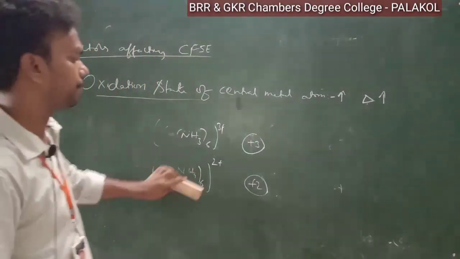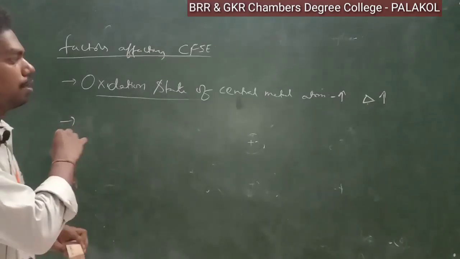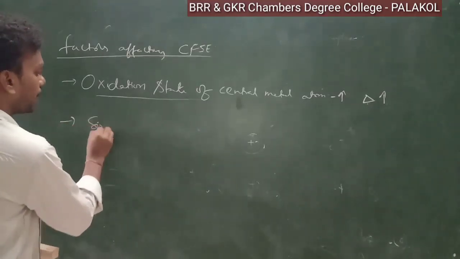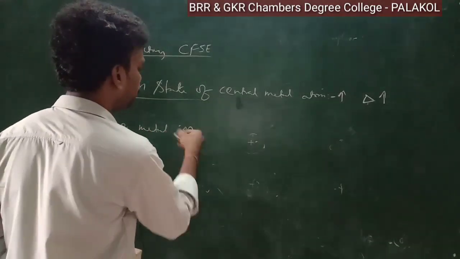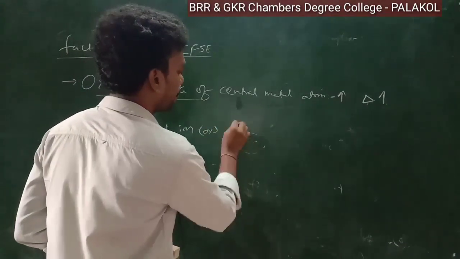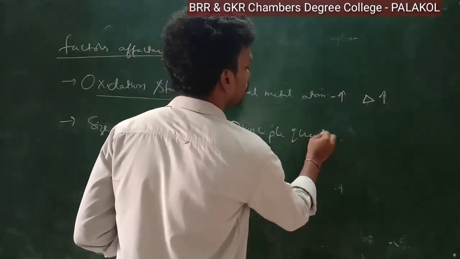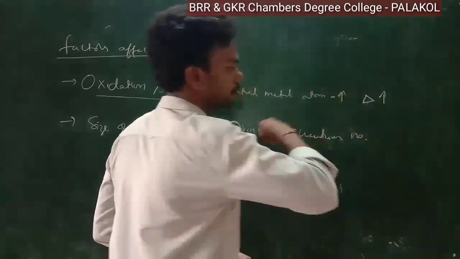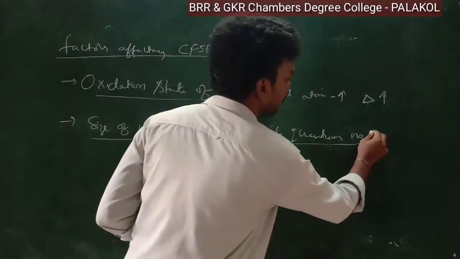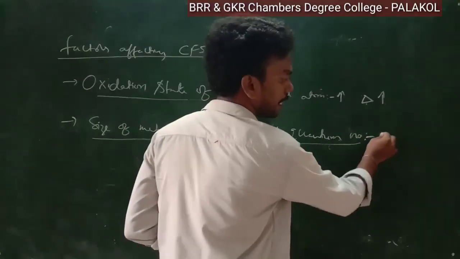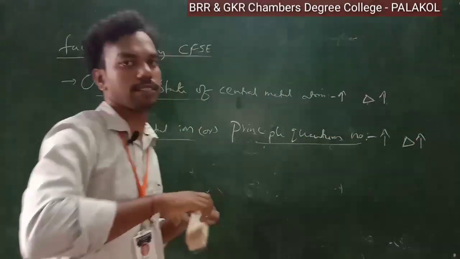And the second factor is the size of metal ion, or principal quantum number. As the size of the metal ion increases, crystal field splitting increases, delta increases.